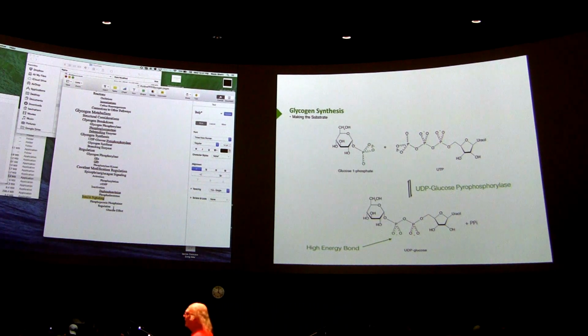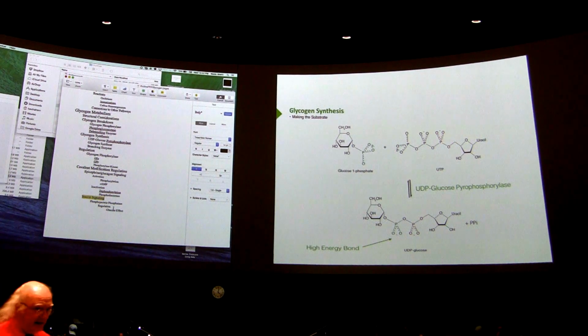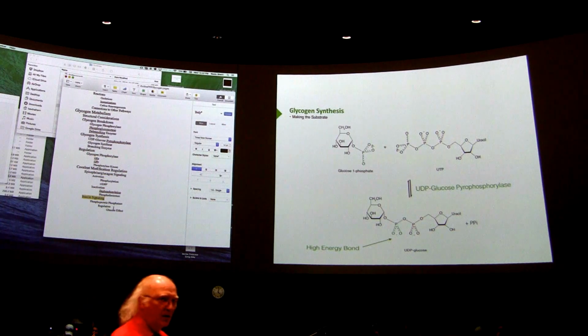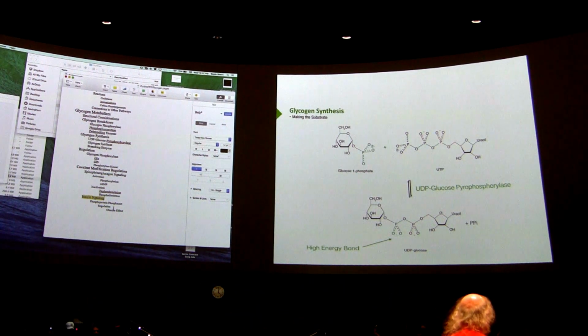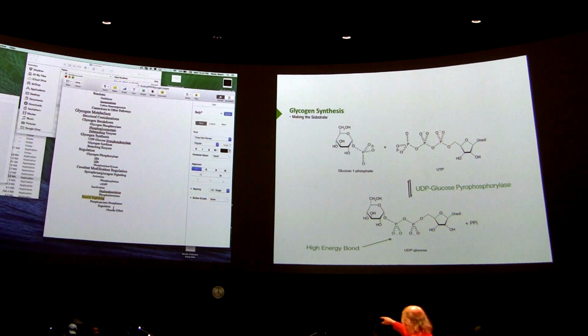Okay. Glucose 1-phosphate, however, cannot be added directly to a growing glycogen chain. And there's a reason for that. It takes energy. And you know it takes energy as a result of something I talked about last time. What was the evidence last time that there was energy that needed to go in to make that bond? Back there. You got energy when you broke it. Very good.